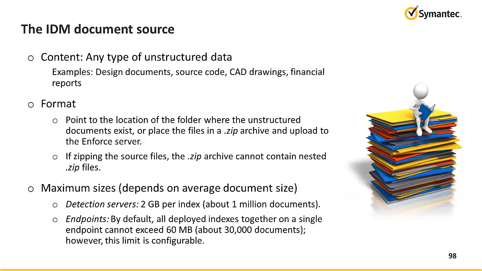The actual number of documents supported in a single IDM data source can vary greatly, depending on document compression ratios and other factors. On the endpoint, all deployed IDM indexes together cannot exceed 60 megabytes by default, or about 30,000 documents, although this limit is configurable. To protect a large amount of content and files, create separate collections for each set of documents larger than 650,000 files. Organize these files into separate shared directories or zip archives and create separate IDM indexes for each.